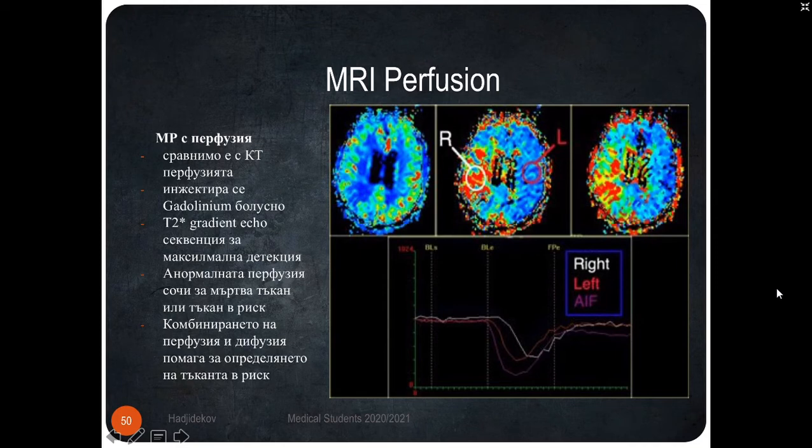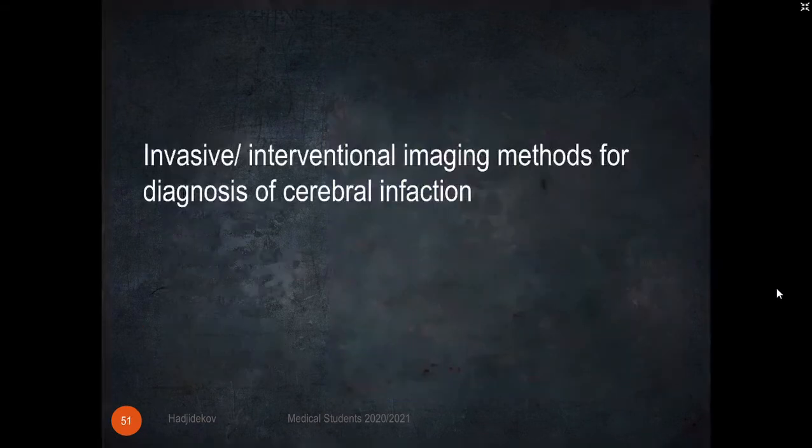So you see here on the image on the right side the affected region in red, the tissue at risk surrounding the red area, the definitive changes, and the normal perfusion on the left side. These curves are different for the left side than the right side. They in fact correspond to some infarction on the right side of the brain.